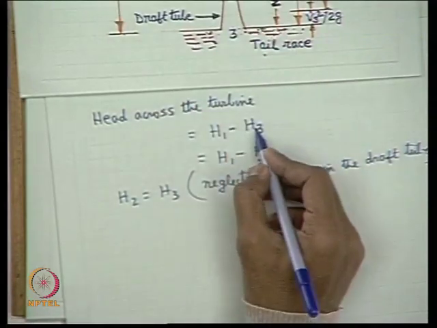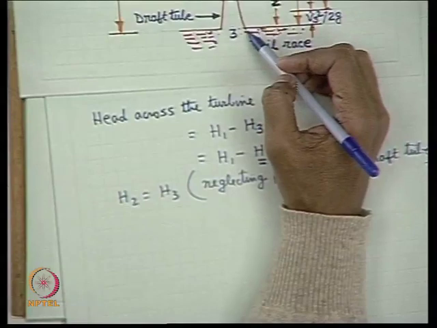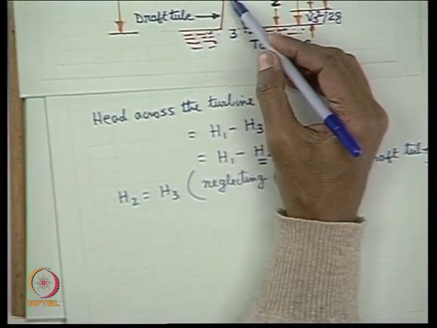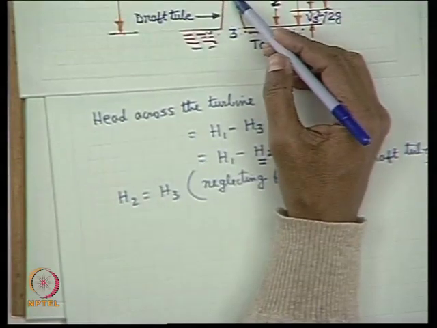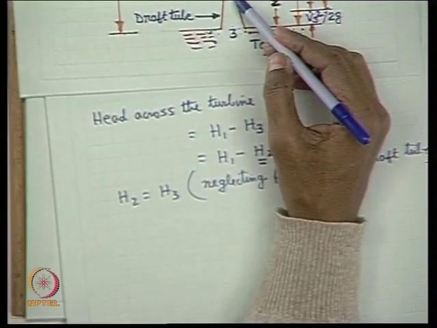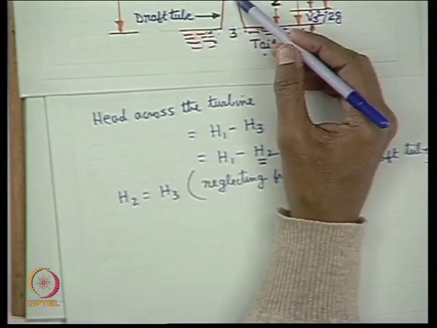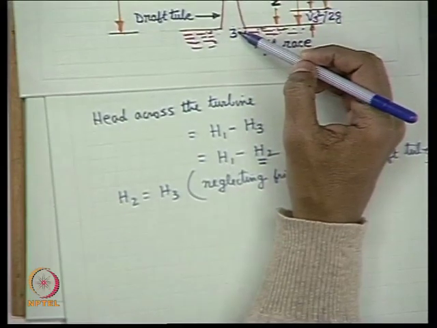You understand that H1 minus H3 is equal to H1 minus H2. Consider the case where there is no friction in the draft tube. So, energy at 2 and energy at 3 remain the same. What happened to the draft tube? Because there is no energy interaction with the surroundings, a part of the kinetic energy at point 2 is being converted to pressure energy at point 3. That means here pressure energy is less, kinetic energy is more. Here the kinetic energy is less, pressure energy is more.